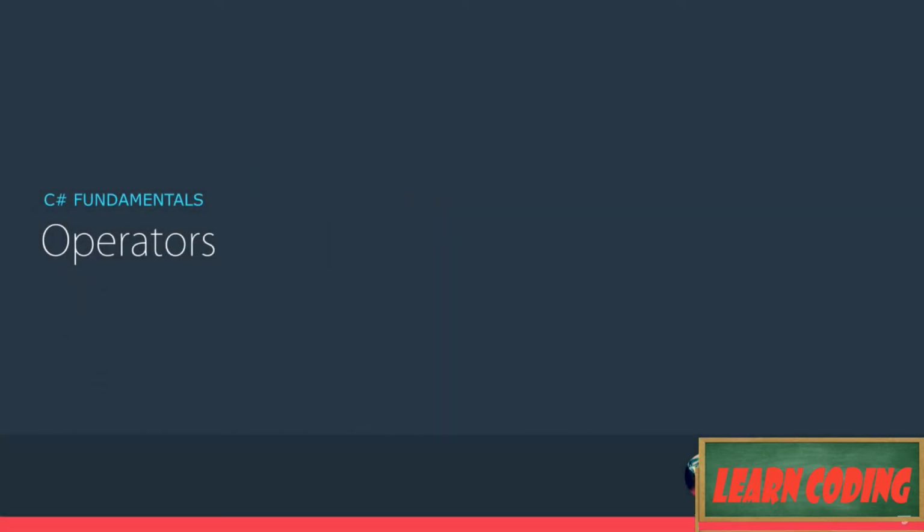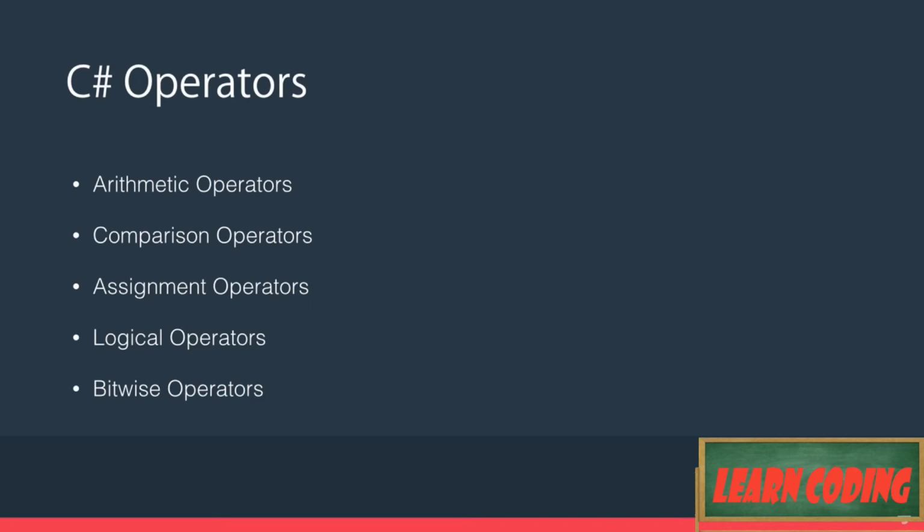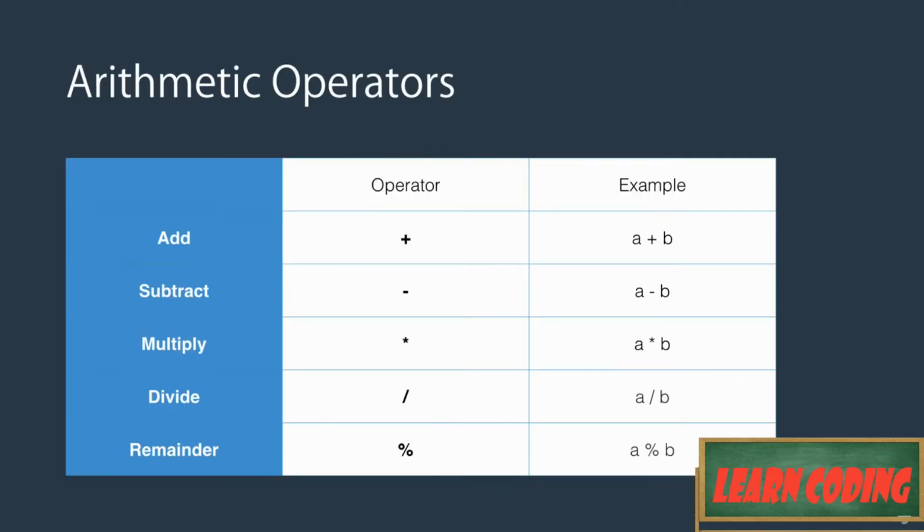Okay, we got to operators. In C# we have 5 types of operators: arithmetic, comparison, assignment, logical, and bitwise. Let's take a closer look at each of these operators. We use arithmetic operators in computations where we're working with numbers. So as you see in this slide, we have add, subtract, multiply, divide, and remainder of division.